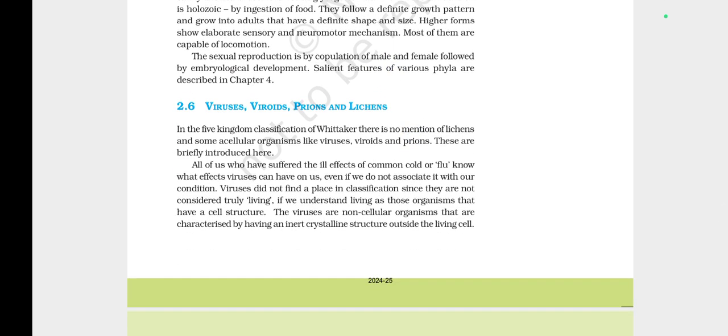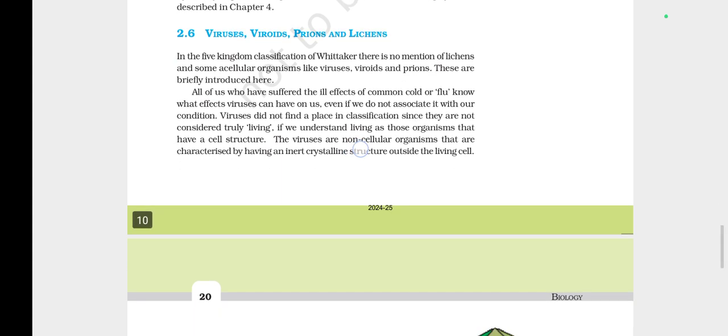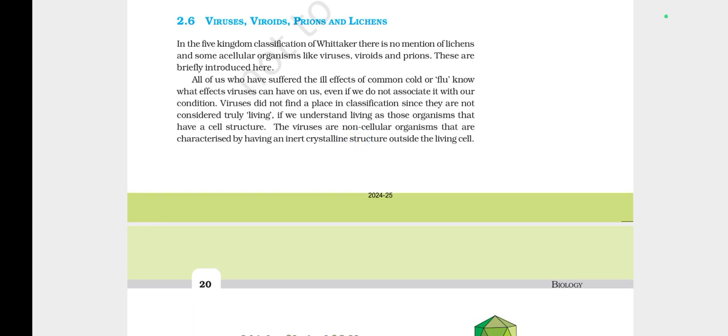Viruses, viroids, prions, and lichens. In fact, in the kingdom classification by Whittaker, there is no mention of lichens. Some are acellular organisms like viruses, viroids, and prions. These are briefly introduced here. All of us who have suffered the ill effects of a common cold or flu know what effect viruses have on us, even if we do not associate it with the condition.